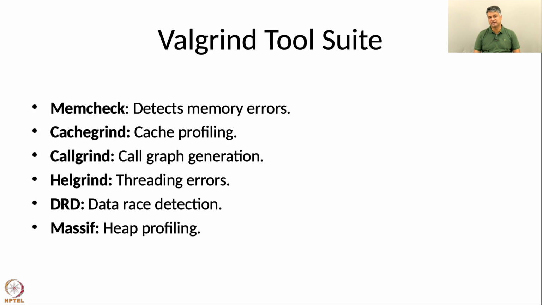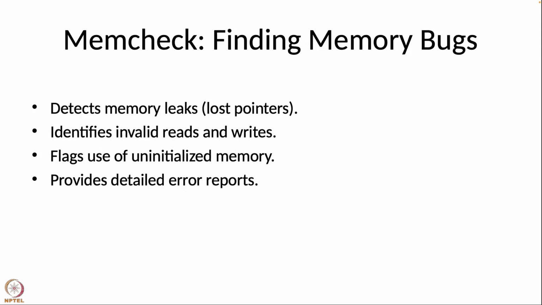We had seen one example of call graph notation using gprof. Here we will see another one called callgrind. We also have tools for threading errors called helgrind when we are doing multi-threaded programs, data race detection, and then heap profiling. So Valgrind overall is a very powerful tool suite which can do a lot of tasks, and we have to look at each of these tools individually to see how they can help us.